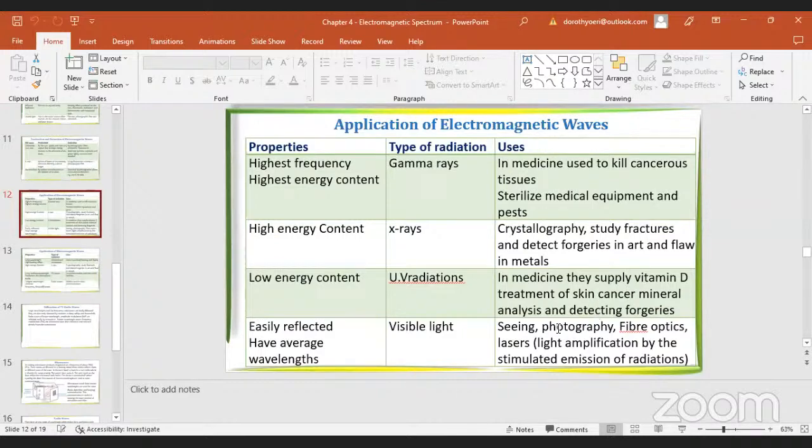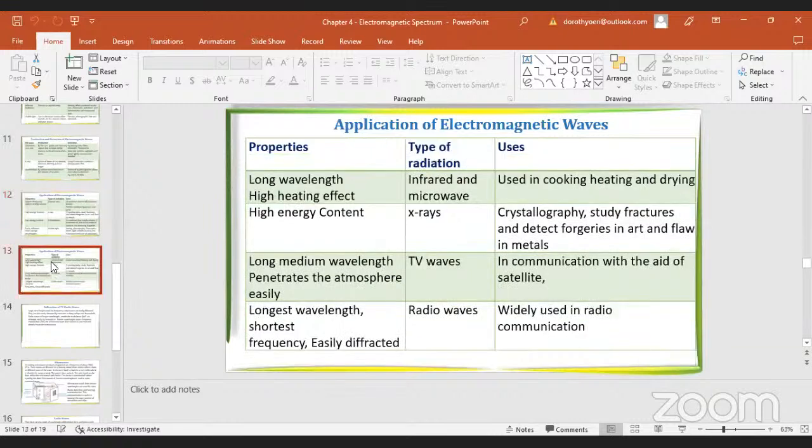Treatment of skin cancer, analysis and detecting forgeries. Visible light: the first thing is being able to see. Fiber optics, photography, all that is listed there. The next one, we have infrared used for cooking, heating, drying. X-rays, I think I've repeated that one. TV waves, I'll combine them with radio waves, used for communication.